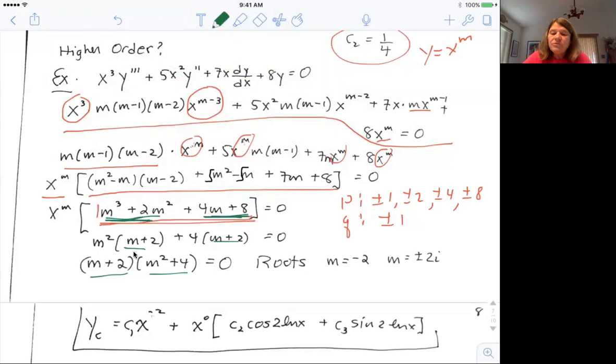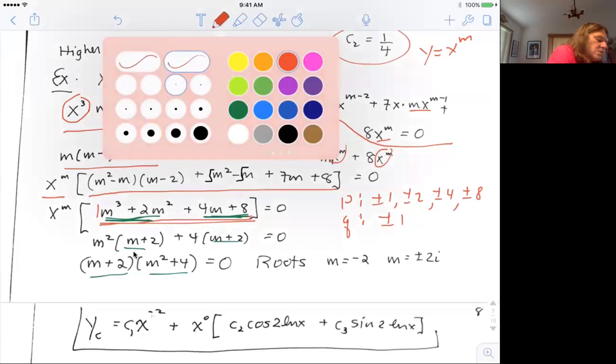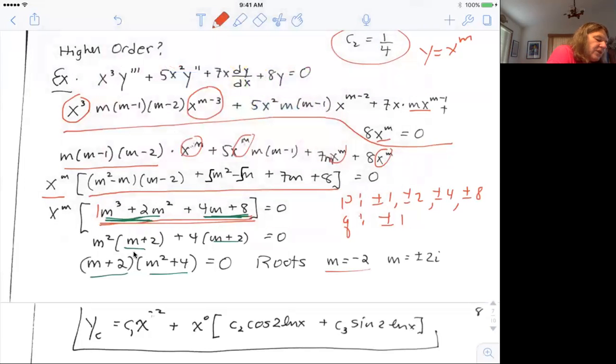So if you look at the roots of that, one of those roots is m equals minus 2, right there. This thing, if you look at it, it's m squared equals minus 4. You can tell that's going to give you m equals plus or minus the root of minus 4, which of course those are two roots, plus or minus 2i.